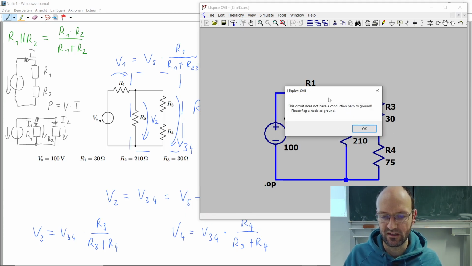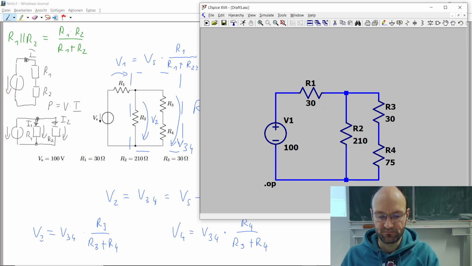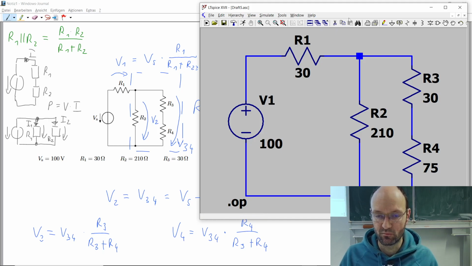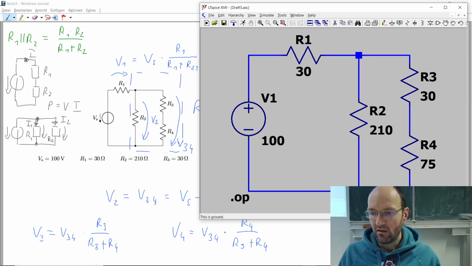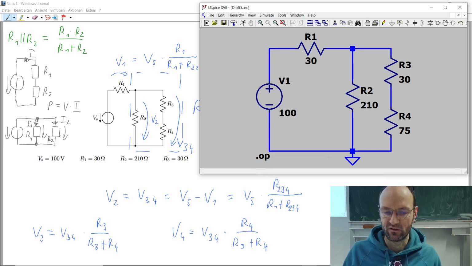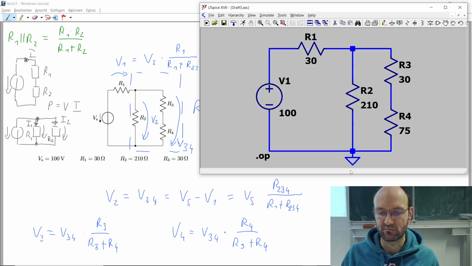If I simulate once again, then it says, unfortunately, you don't have a conducting path to ground. Please flag a node as a ground node. This error message would not occur in the newer versions of LTspice. I think in this case, it's just ignoring it. So we will place a ground node here at the bottom. Unfortunately, it's not visible in my recording because it's hidden behind my camera window, so I will make this window a little smaller. So there's the ground node.